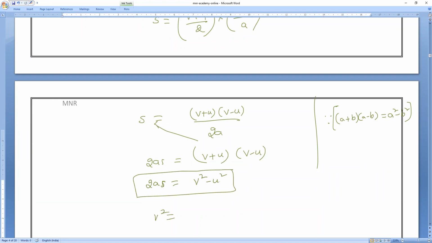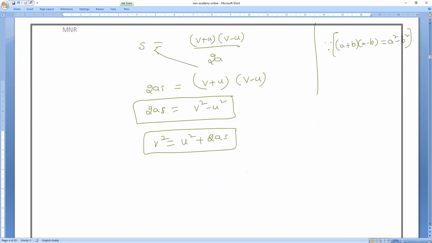V square is equal to U square plus 2AS, since minus U square will come to this side. Or 2AS is equal to V square minus U square. So I can write V square minus U square is equal to 2AS.